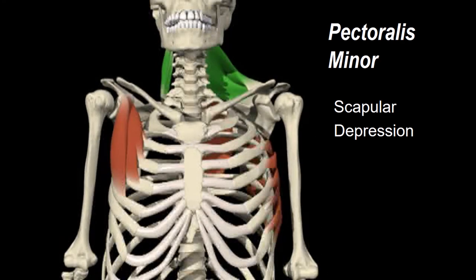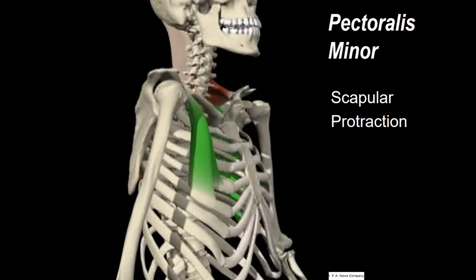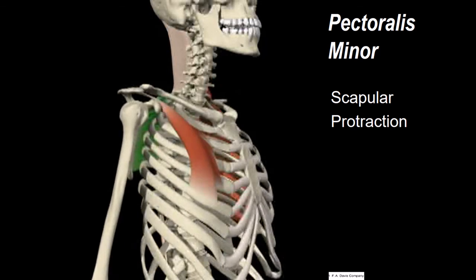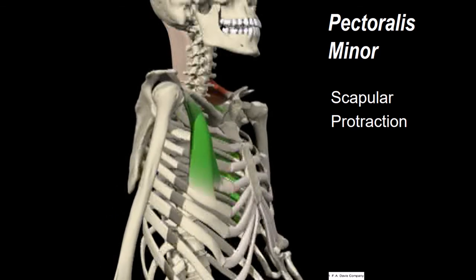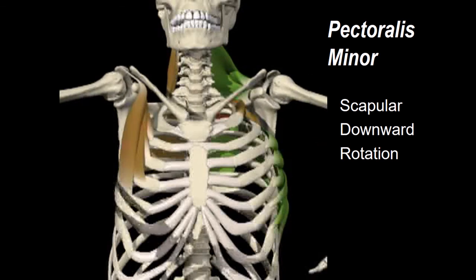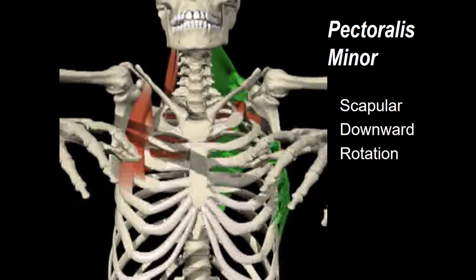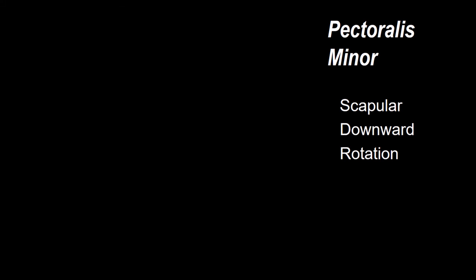And here's the pec minor pulling straight down into depression, so that's an easy one to see. And it fires and shortens and pulls down. And here's scapular protraction, where the coracoid's getting pulled forward toward the ribs. And here is the pec minor helping with downward rotation. So after elevation, it grabs the coracoid and pulls it back down.